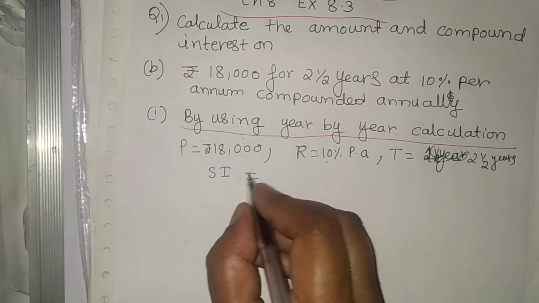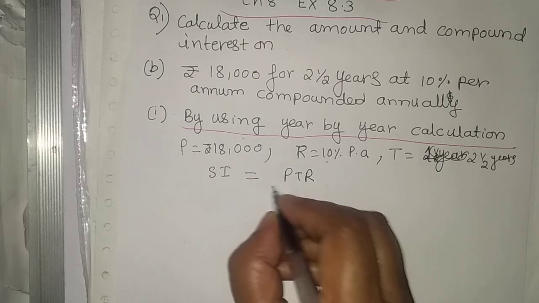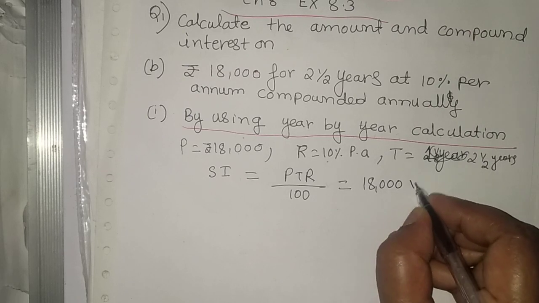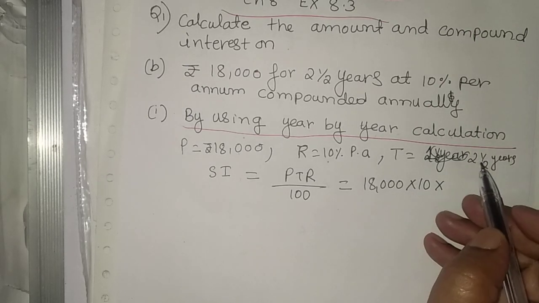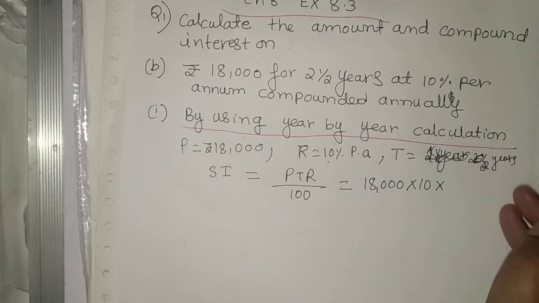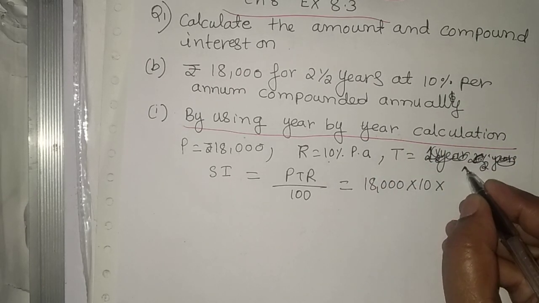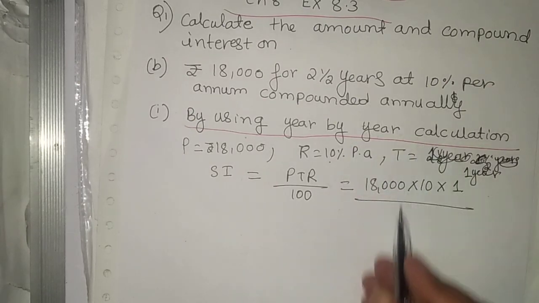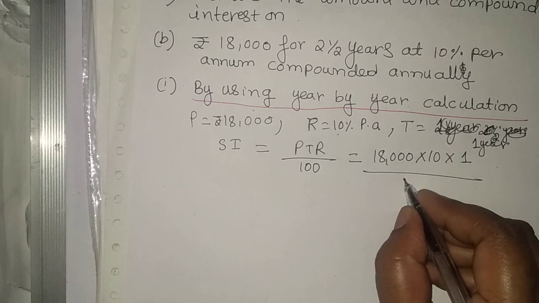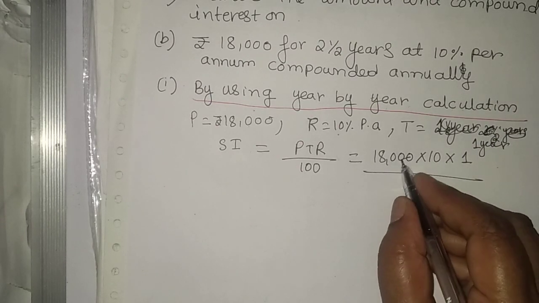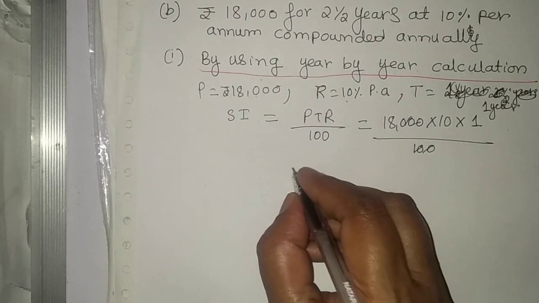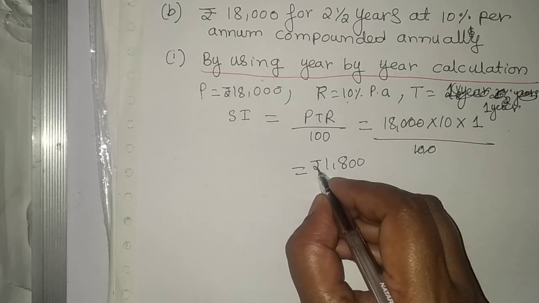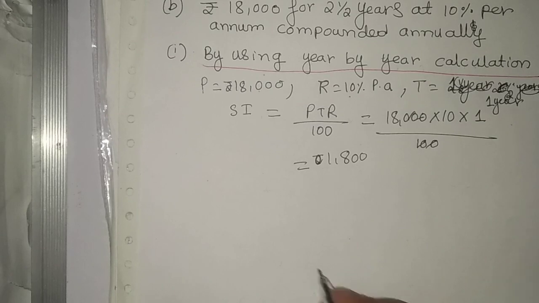Next we start solving. Simple interest is equal to PTR by 100. The principal is 18,000, into 10, into 1 year. Since it is compounded annually, we take it as 1 year. So we have 100 in the denominator. Simplify this, and we get 1,800 rupees.